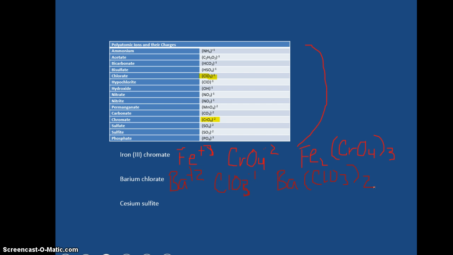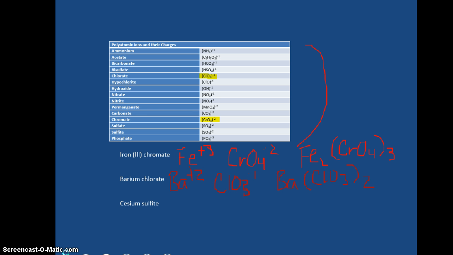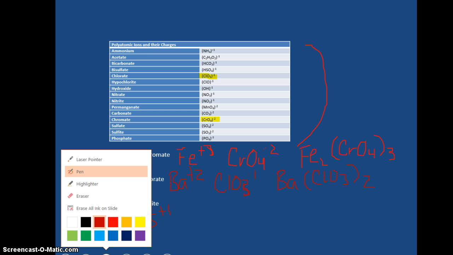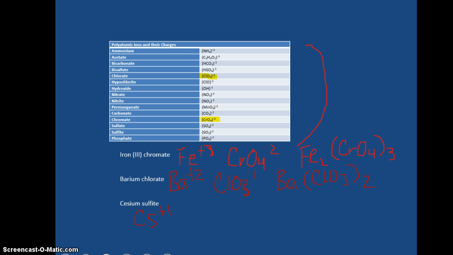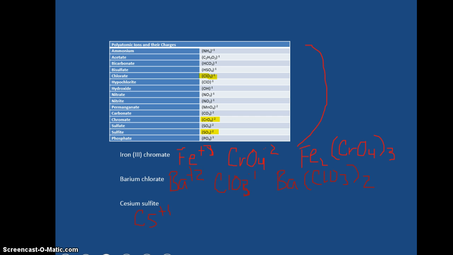Next, we're going to do cesium sulfate. You should pause and try to do that one on your own. Looking at cesium, cesium is right here, so it has a +1 charge. So we'll go back and write our cesium as a +1. We need to find our sulfite. So sulfite is right here. So we will write that down. We've got SO3, and it's a -2.